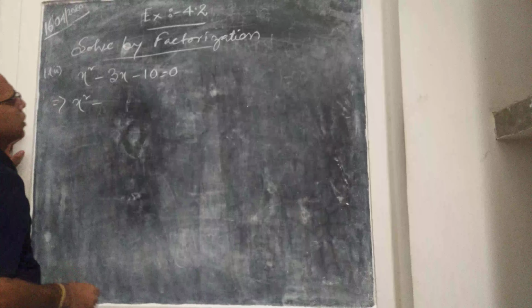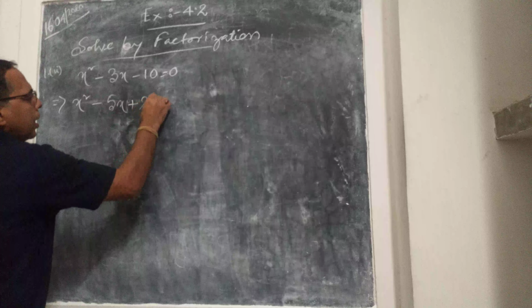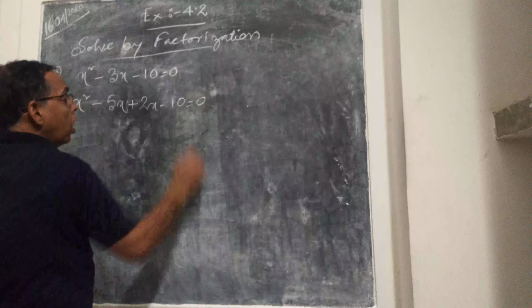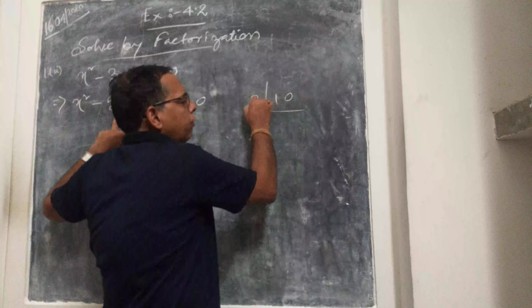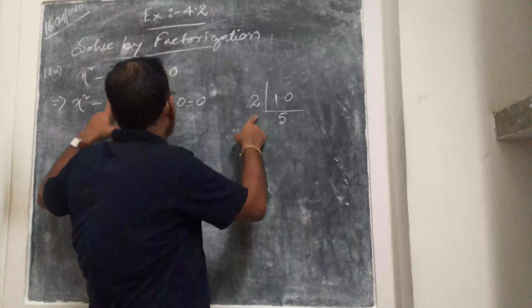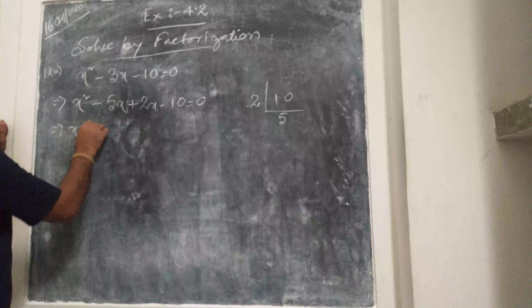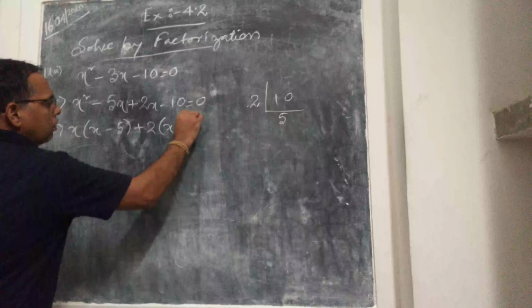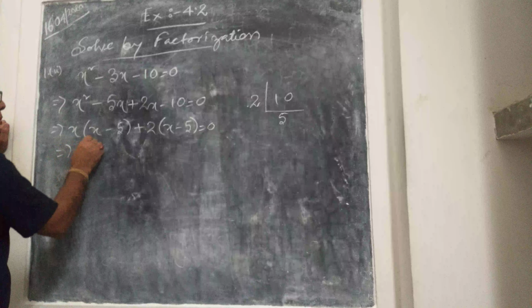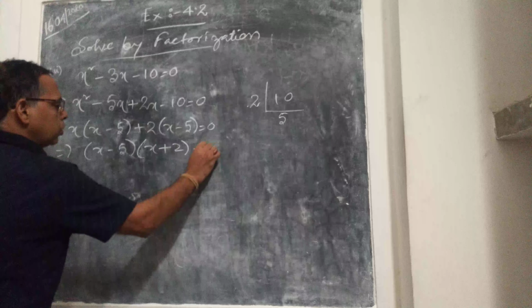So this implies x squared minus 5x plus 2x minus 10 equal to 0. How did you get minus 5x plus 2x? You see, factorize 10. If you factorize 10 to 5 and 2, 5 minus 2 equal to 3 and 5 times 2 is 10. So ultimately x bracket (x minus 5) plus 2 (x minus 5) equal to 0, which implies (x minus 5) (x plus 2) equal to 0.